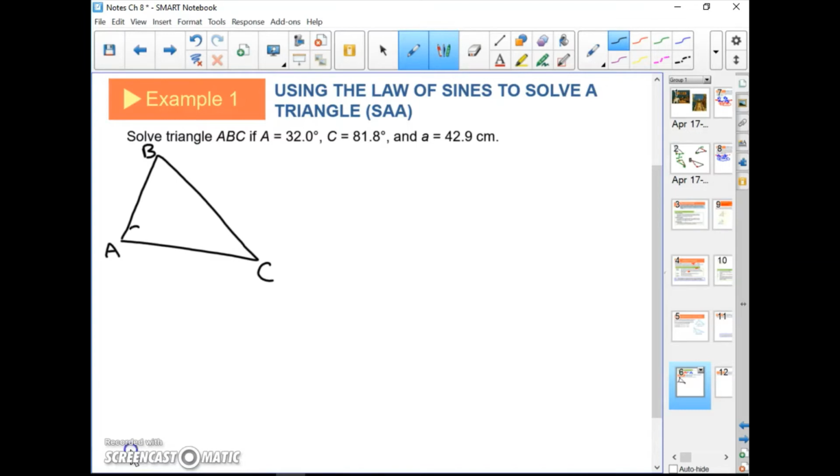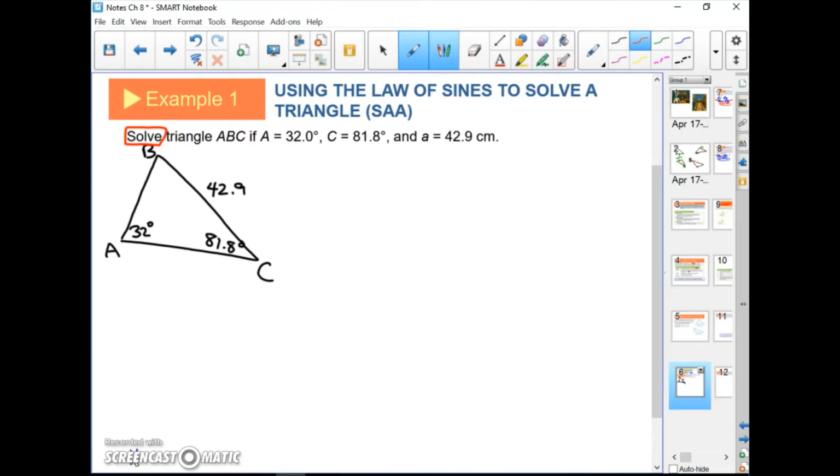But they told me angle A was 32 degrees. Angle C is 81.8 degrees, and side A is 42.9 centimeters. So you have to understand that side A is across from angle A, so don't mess that up, okay? Make sure you put capital letters representing your angles, and lowercase letters representing your sides. So anyway, we are solving the triangle, and solving the triangle means find all the missing pieces. So they've given me some pieces, I've got to find the rest of the pieces.